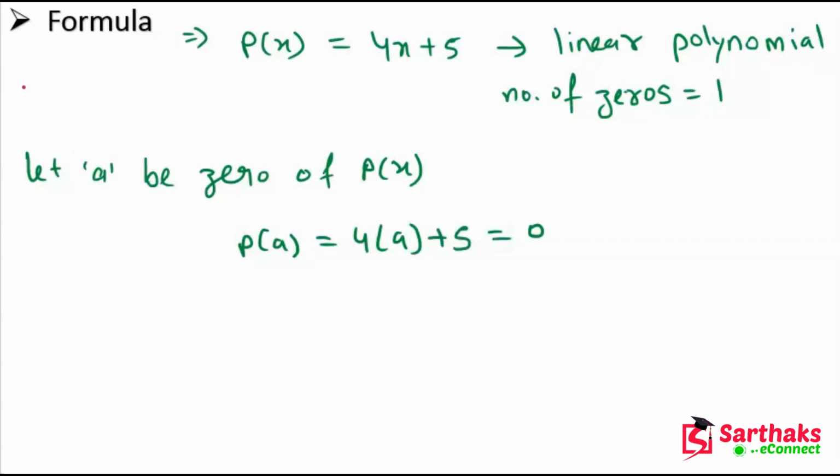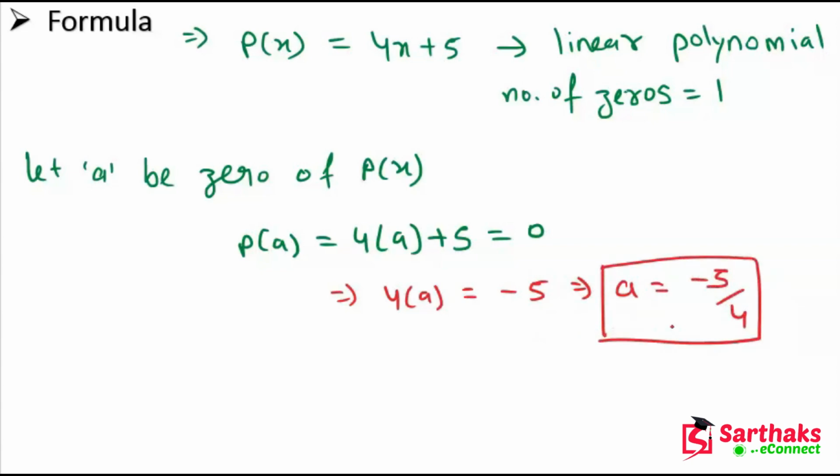So this will be equal to 0, because we are putting a, which is a zero of the polynomial, the zero of p of x. In this case, 4a is equal to minus 5, so a is equal to minus 5 upon 4. So the value of a is minus 5 upon 4.